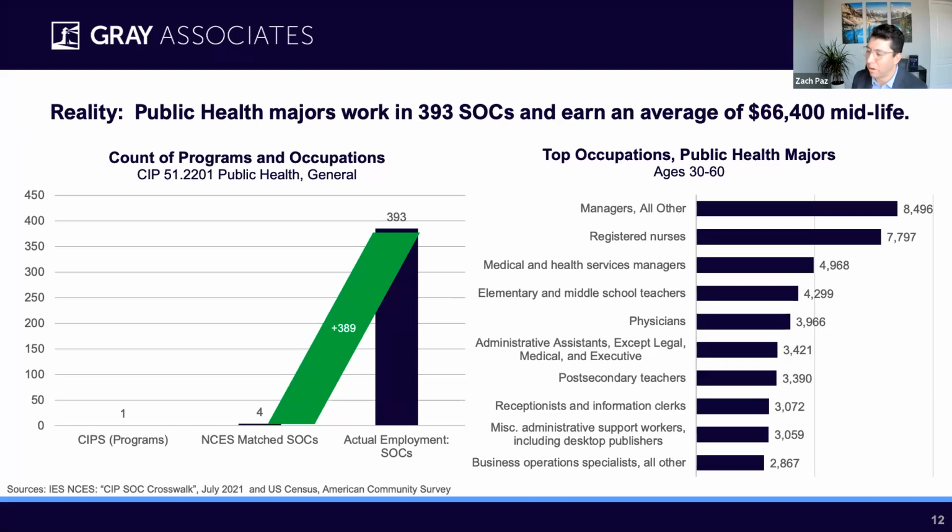Some of the largest occupations that bachelor's in public health graduates go into: a category that's kind of a catch-all, managers, all other, registered nurses, medical and health service managers, lots of school teachers, and ultimately eventually becoming physicians. And you can see some of the other options there. So if you're evaluating the potential outcomes of these graduates, just looking at the NCES crosswalk, you may be missing a large portion of the opportunity and the potential outcomes of these graduates.